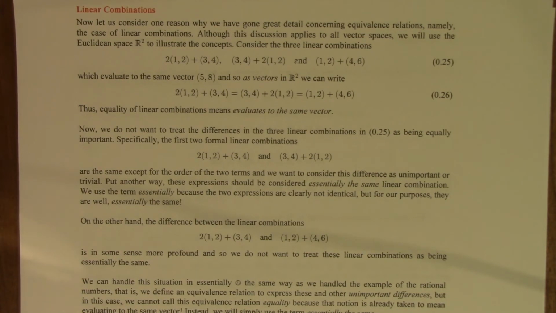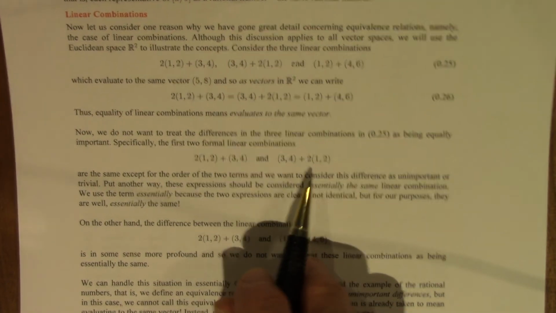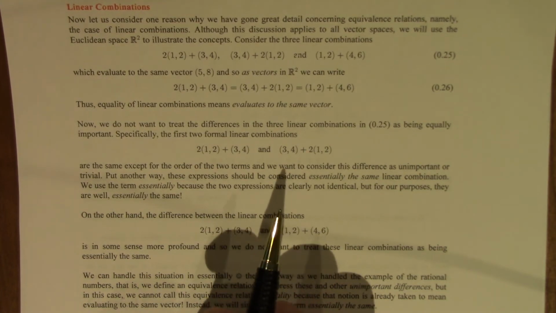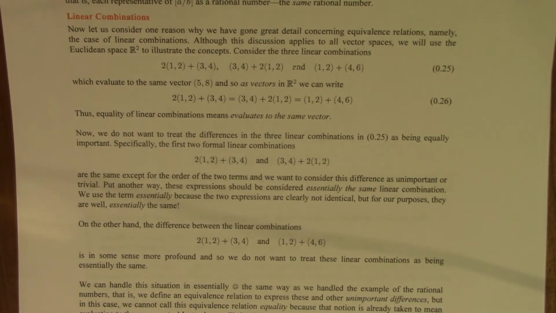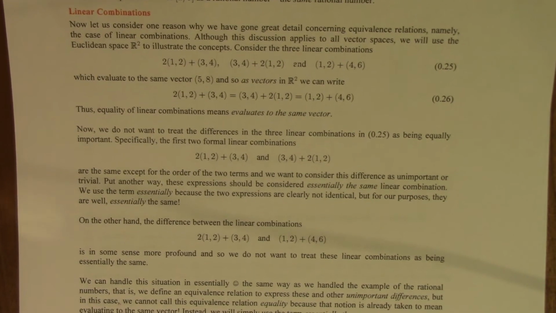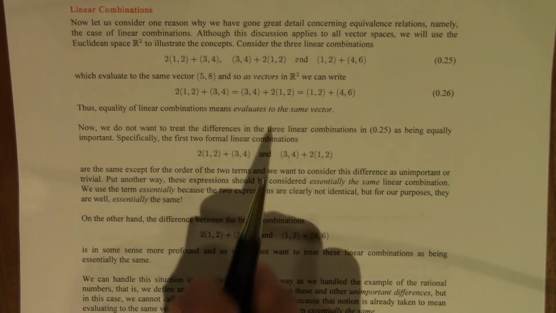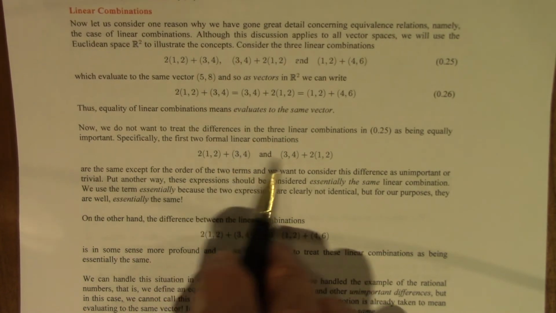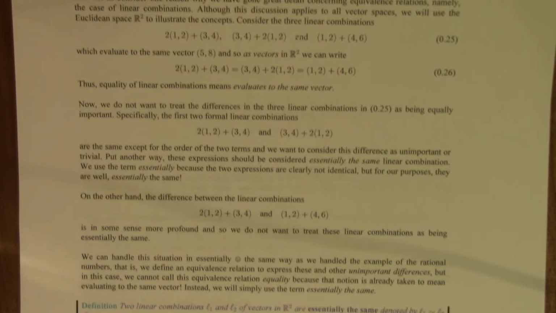And so it really is not important to us, or at least it better not be important because we can't control it. So we want to consider the difference between these two as unimportant or trivial. Another way to say it is that these expressions should be considered essentially the same linear combination. And that's for the purposes of linear algebra. They're not identical, so I don't want to say these are the same. We could say they are the same as vectors, but I prefer to say they are essentially the same linear combinations.